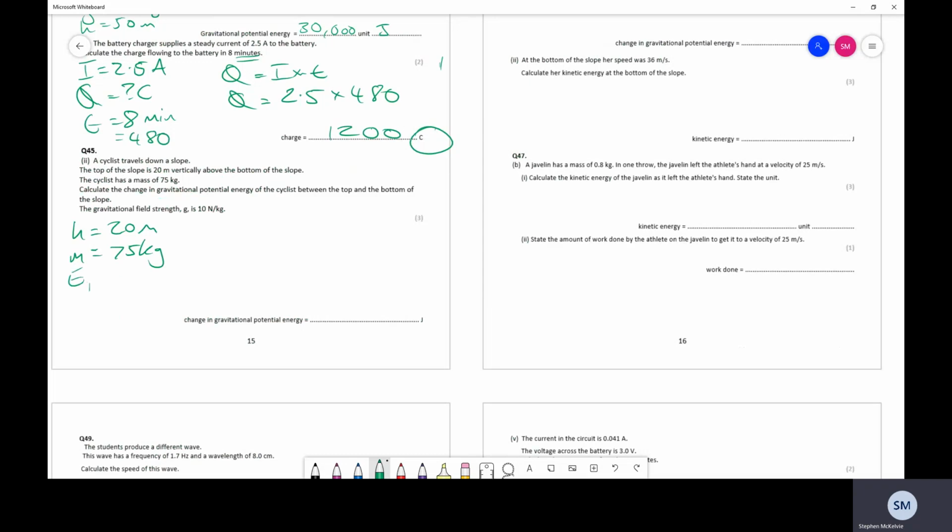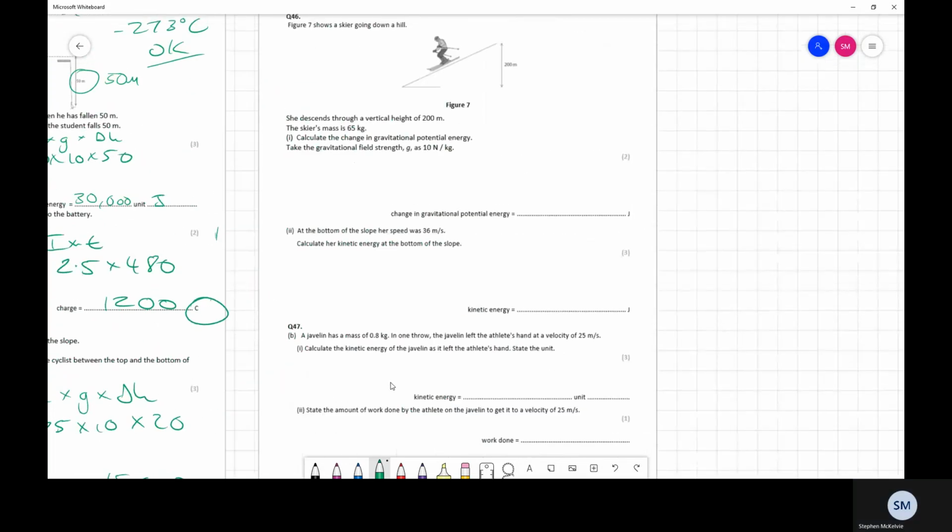We're looking for EP, or potential energy. And G is 10 newtons per kilogram. They were nice and they gave it to us this time. EP is equal to M times G times change in height. EP is therefore equal to 75 times 10 times 20. Pop that into my calculator. The answer is 1,500 joules. And I don't have to do anything with that because it is just wanting it in the base units.